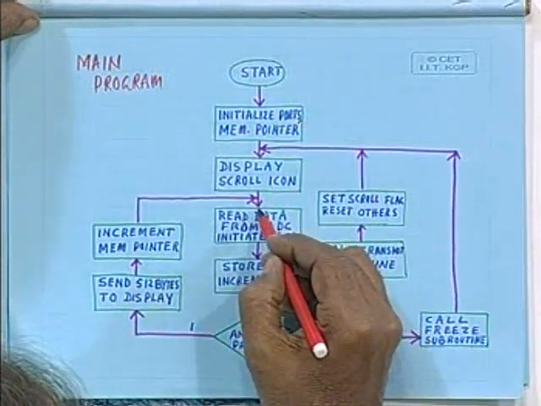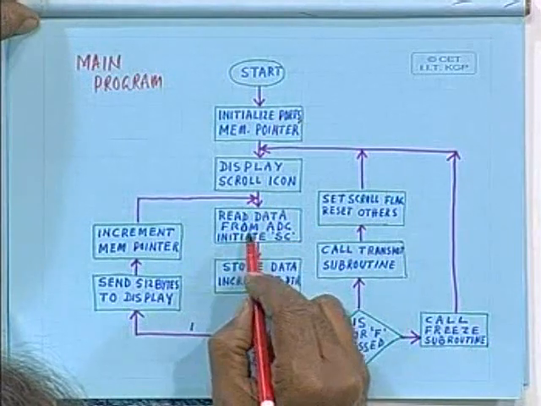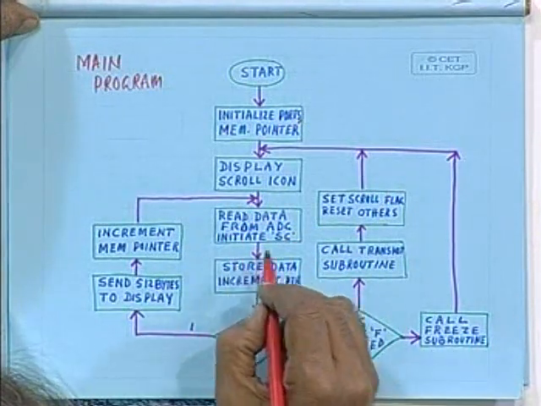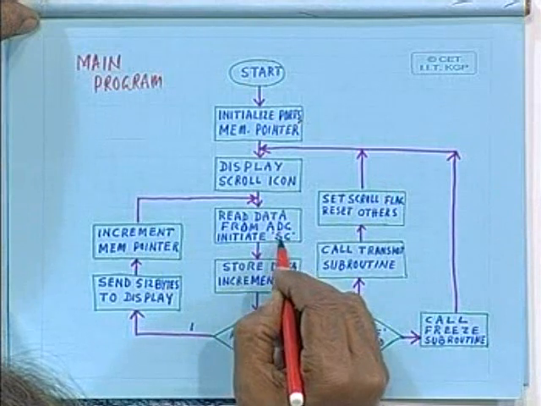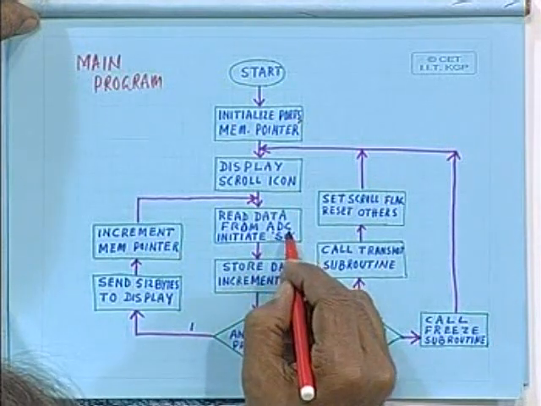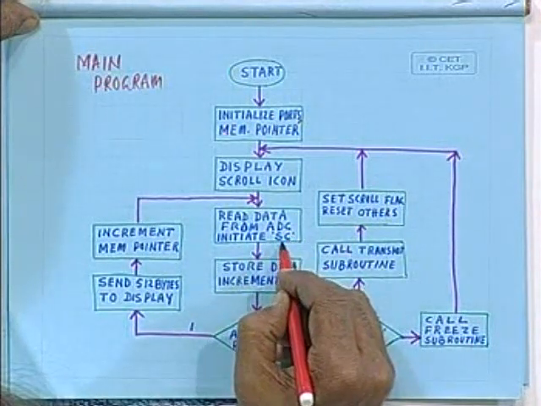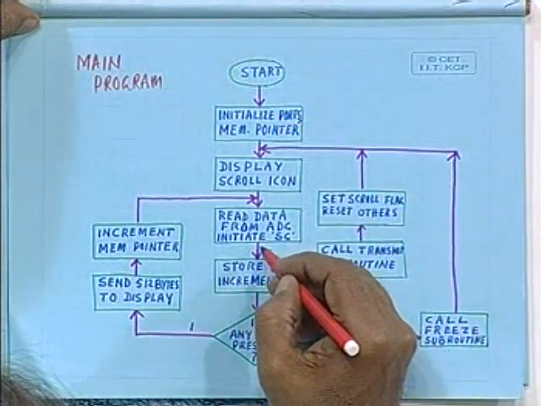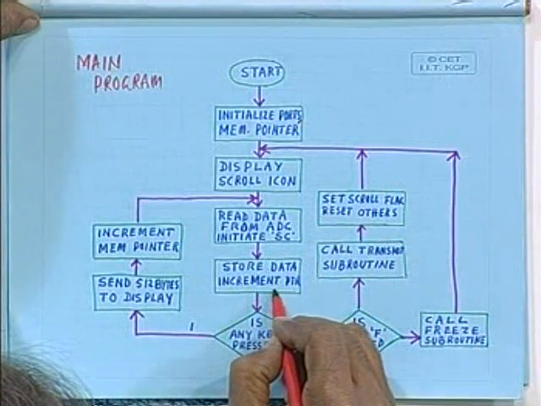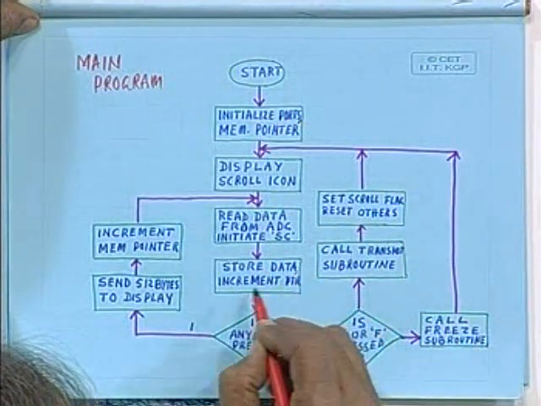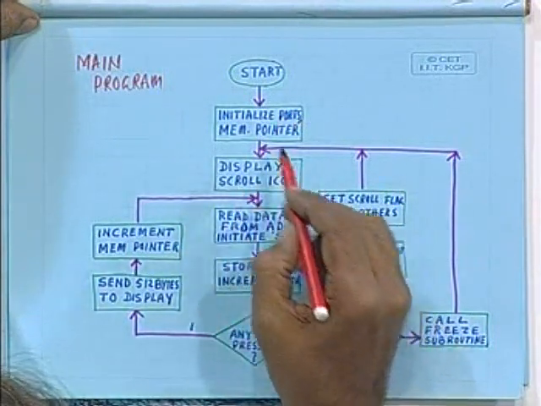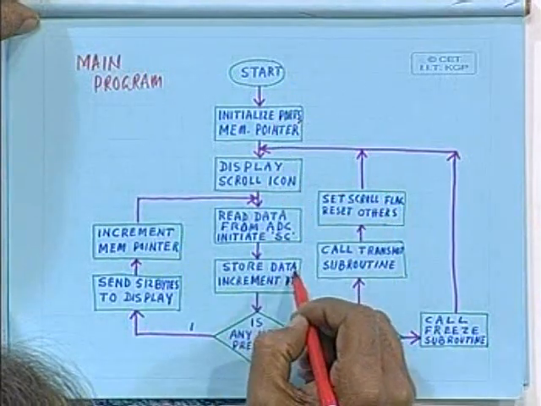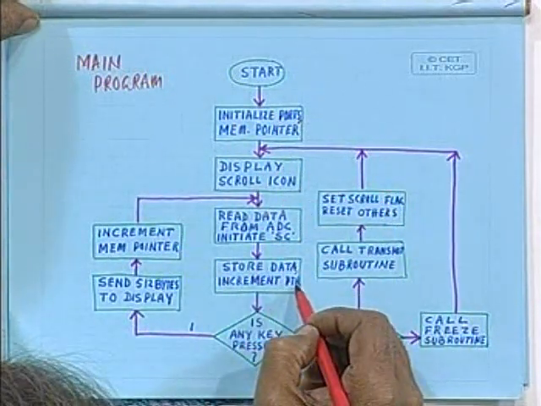Then the next thing it does is read data from the ADC, and it also initiates start conversion. That means after reading the data, it starts conversion for the next data. Then it stores the data and increments the pointer. After storing the data, the pointer is incremented.